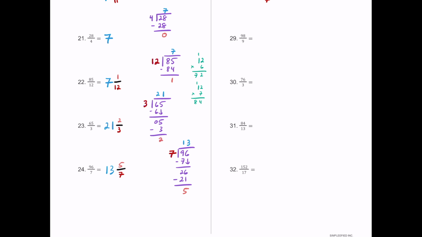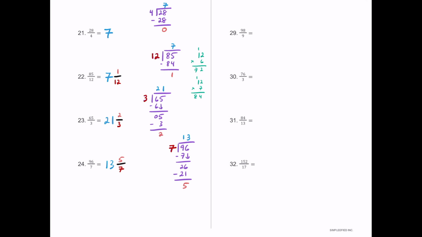For 29, let's see what we got. For 29, we have this 98 over 9. So let's take 98 and split it into 9 groups. So 9 goes into 9 one time. 1 times 9 is going to be 9. If we go ahead and subtract, we have 0, and we bring down the 8.